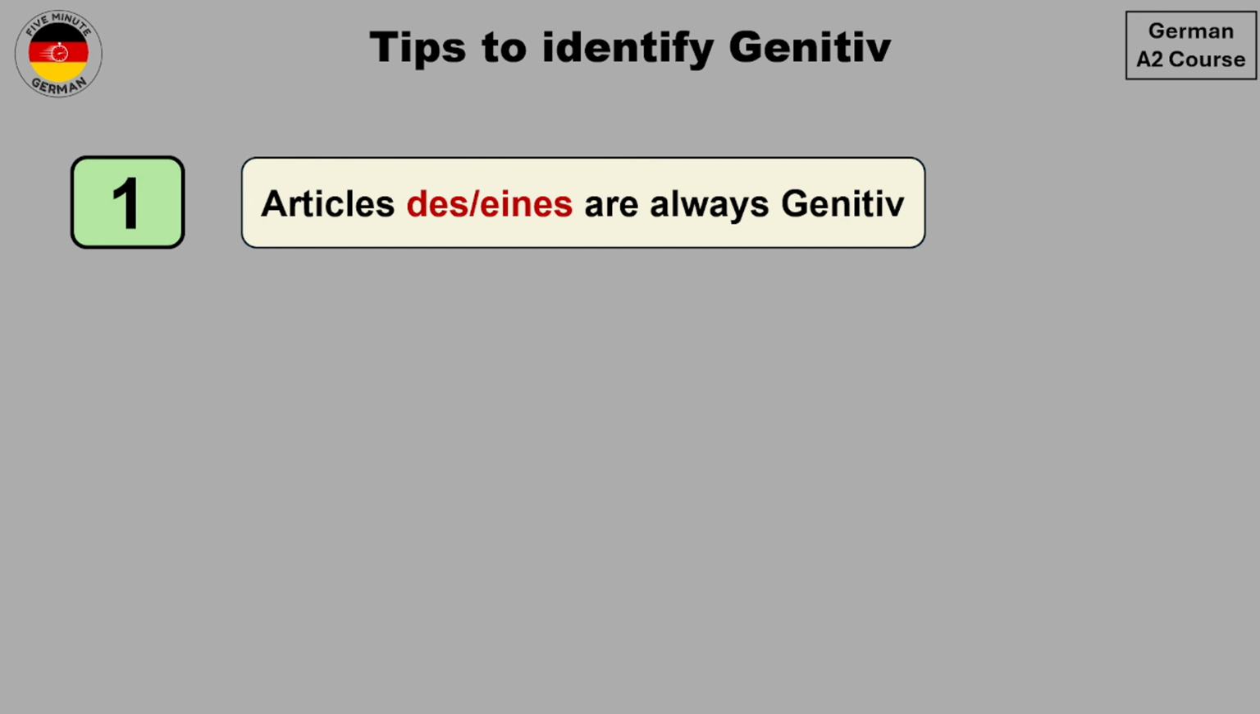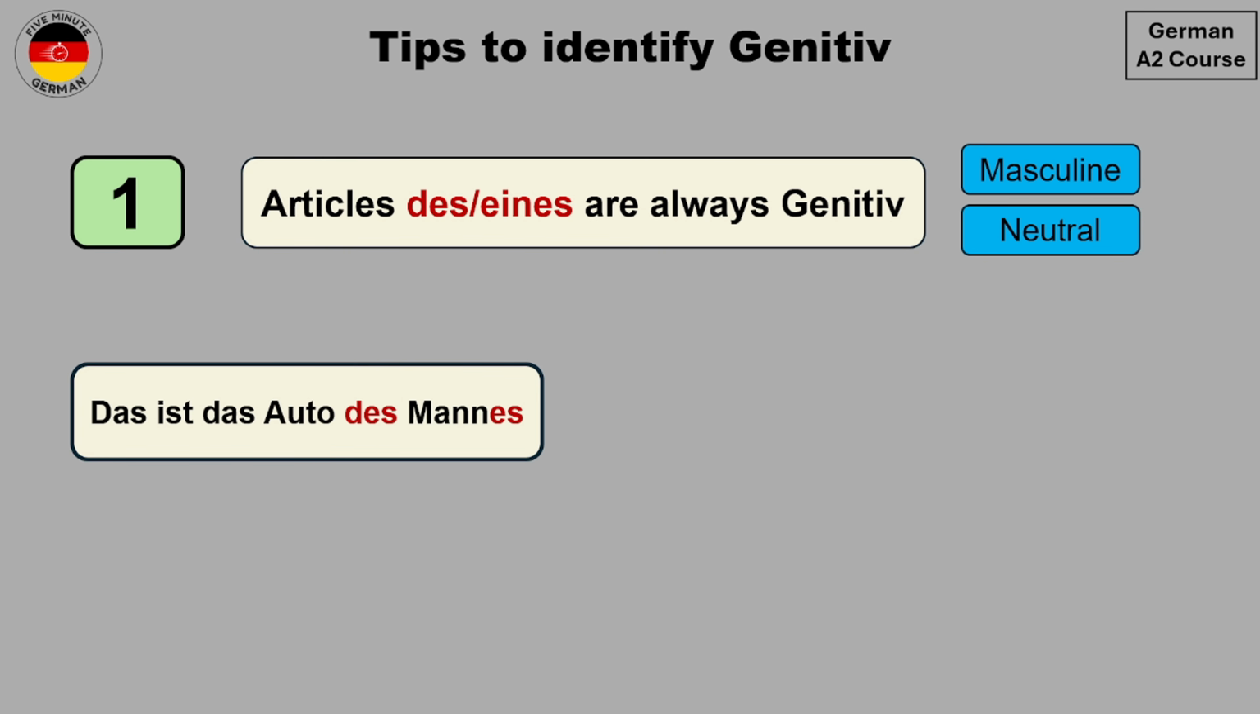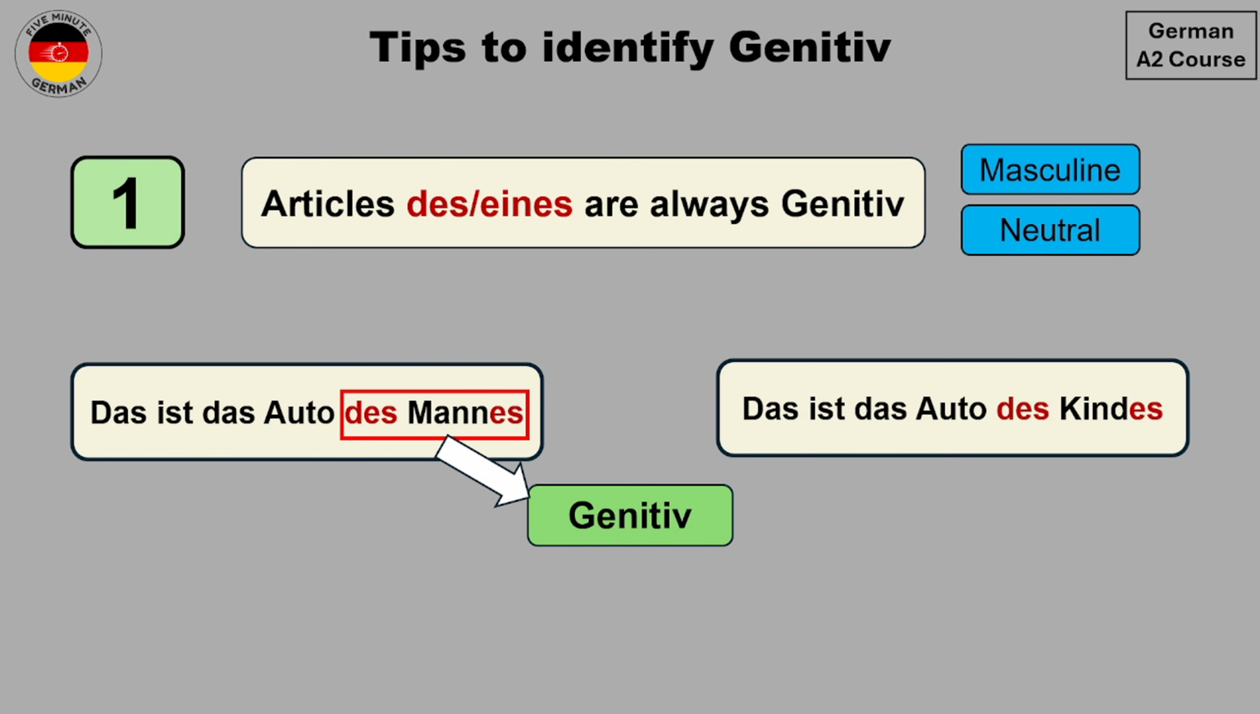So the first tip to identify the genitive in a sentence is that the articles des or eines are always genitive. And these are the bestimmte and unbestimmte articles for masculine and neutral nouns. So for example, if you see the sentence Das ist das Auto des Mannes, then since we have used the article des over here, with this you can identify that this noun is in genitive. Similarly, in the sentence Das ist das Auto des Kindes, again you see that we have used des, so you can use this to identify the genitive.